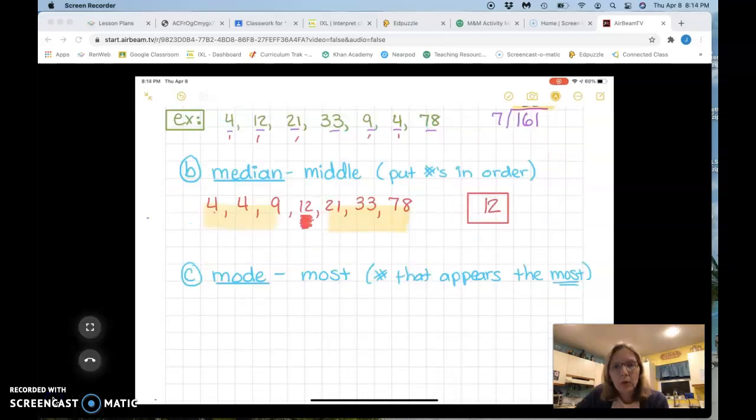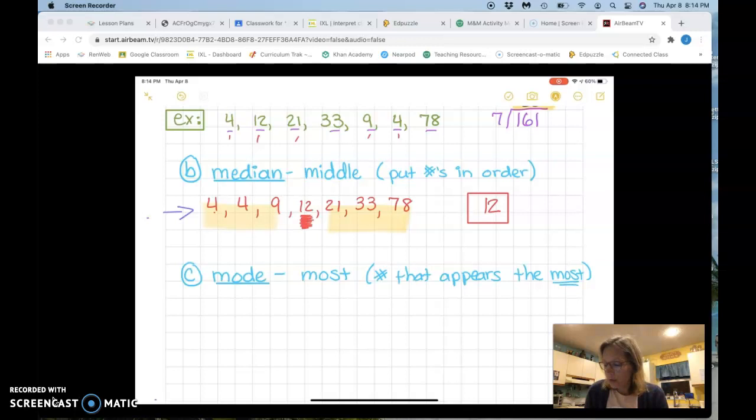So the last term is the mode, and mode means the most. So think of most when you think of mode. It sounds like mode. Mode is the most, okay? Meaning the number that appears the most in our data. So if I go back, the best way to do this is to put them in order from least to greatest, which we already did right here for median. So we're just going to go back and look, which number do I see the most of?